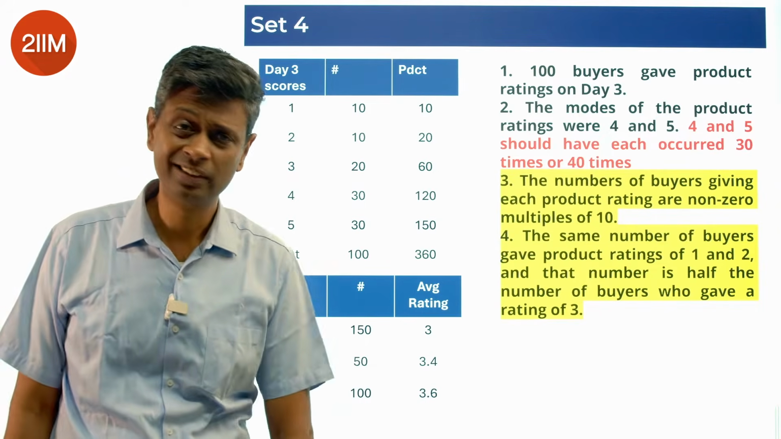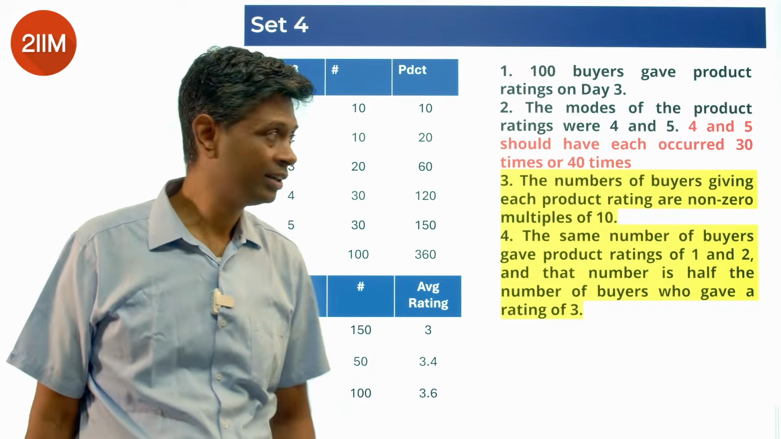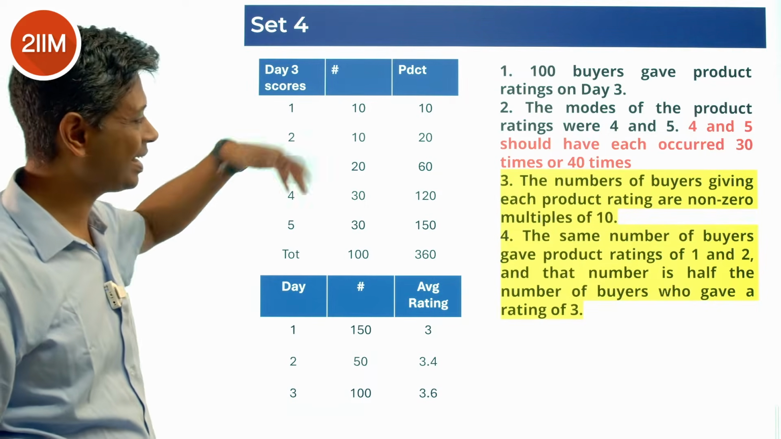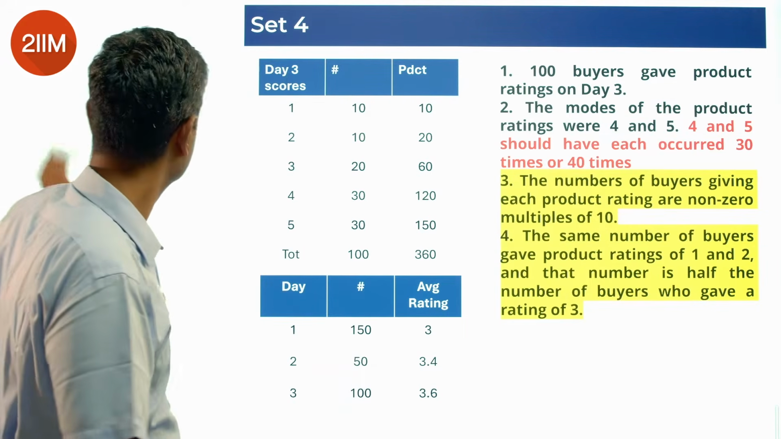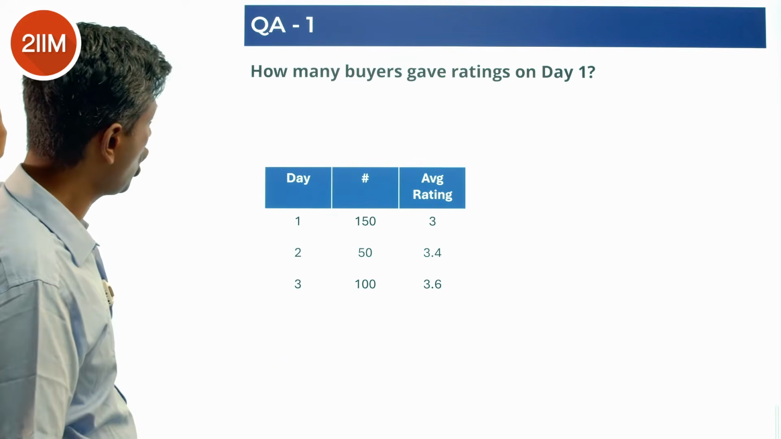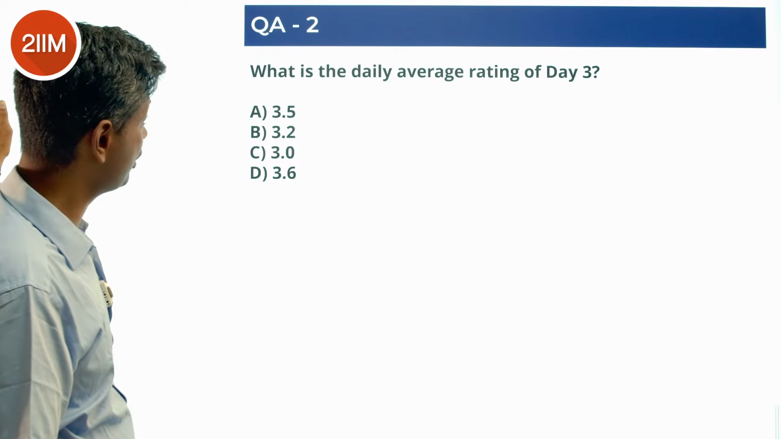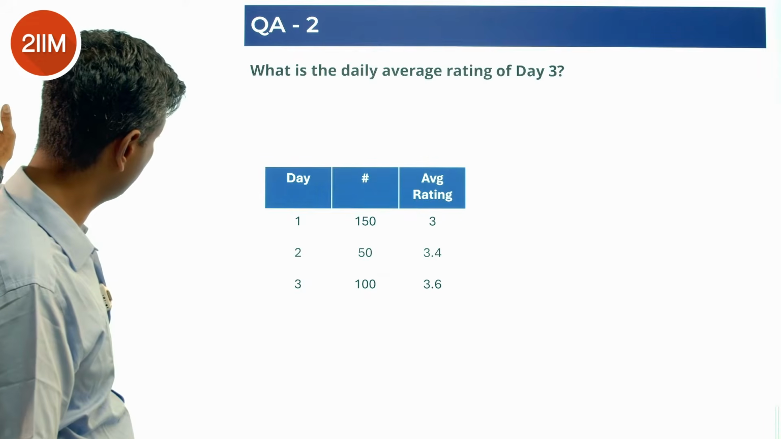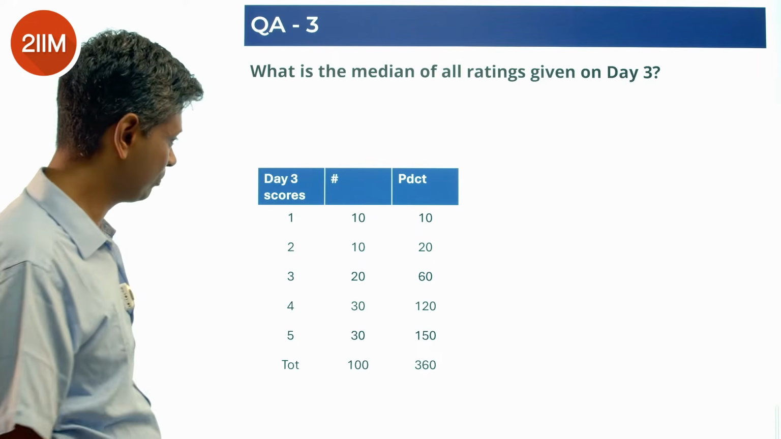Super, we're done. We've got exactly the total number and rating for day 1, day 2, day 3. The day 3 individual splits and day 2 individual splits also we've got. How many buyers gave ratings on day 1? 150, we know this. What is the daily average rating of day 3? 3.6, we know this. What is the median of all the ratings given on day 3?